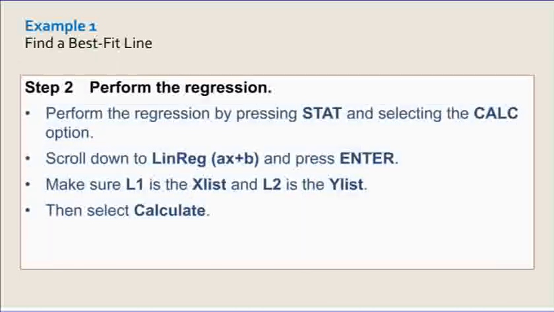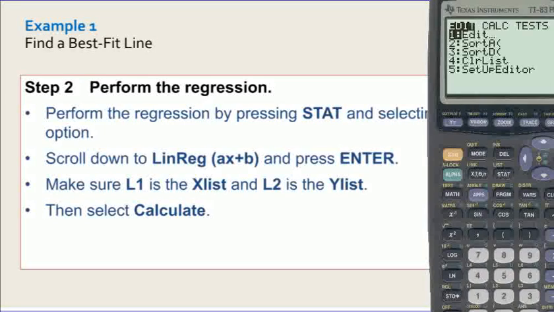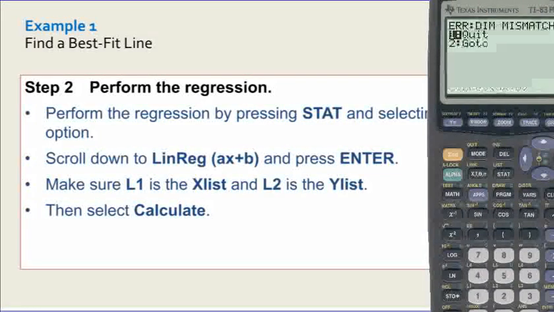Here we're going to perform the regression. To perform the regression, you're going to hit the stat button again and select the calculate option. We're going to scroll down to linear regression, which will be aX plus b, and then press enter. We just need to make sure that L1 and L2 are listed, and then you select calculate. So now if I grab my calculator, I hit stat, we go to calculate, linear regression, the aX plus b, hit enter, and hit enter a second time. Let me go back to that.